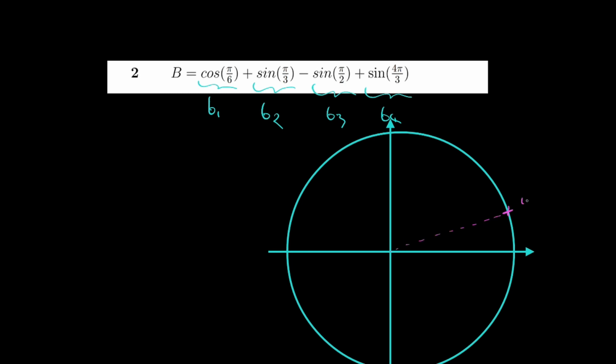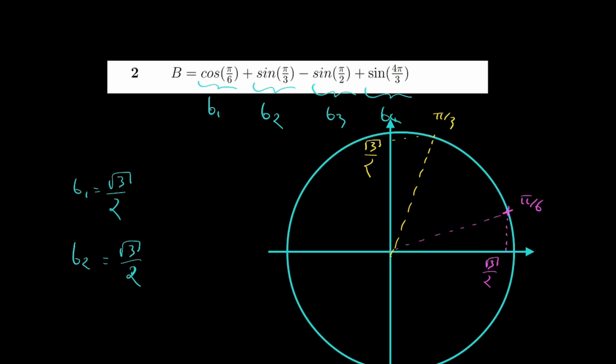This is a regular angle, you should know. π over 6, the cosine is easily square root of 3 over 2. You have to know this one by heart, of course. B1 is equal to square root of 3 over 2. Same thing, sine of π over 3, you have to know it by heart, so this is B2. We've got our π over 3, which is this angle, and the sine will be equal to square root of 3 over 2 as well. I do not do any demonstration because, of course, you need to know these angles.